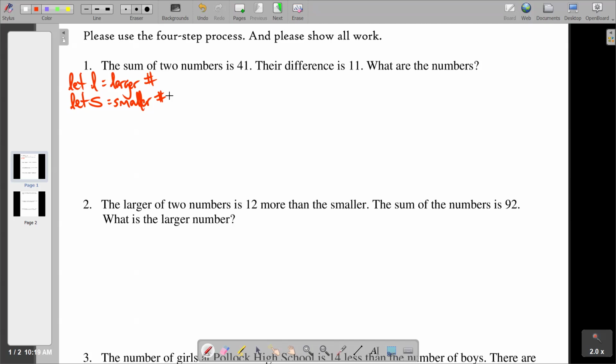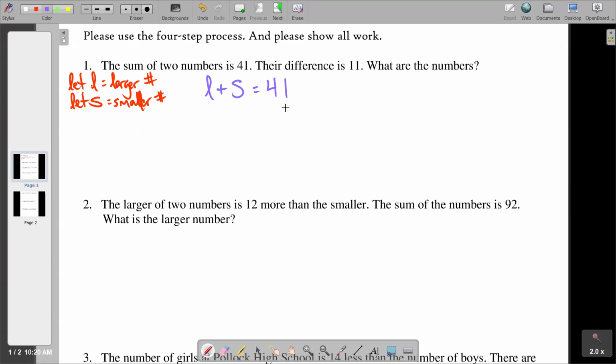So how could I write an equation using just the first sentence of this word problem? L plus S is equal to 41. Facts. 100% irrefutable that if the sum of the two numbers is 41, when you add one of them to the other, you will get 41. Okay, good. So anytime throughout this worksheet or tomorrow's or Monday's, whenever we're doing word problems, if you see the word sum, then you're adding things together.